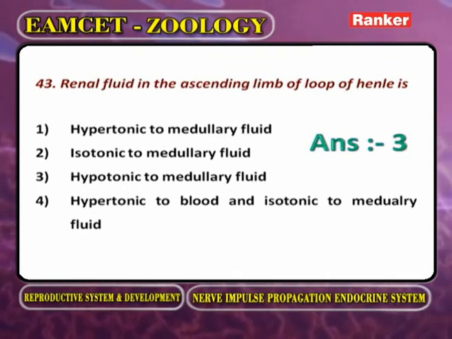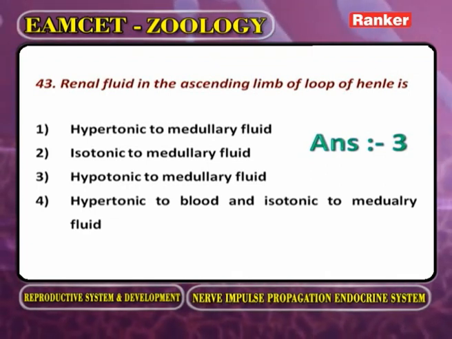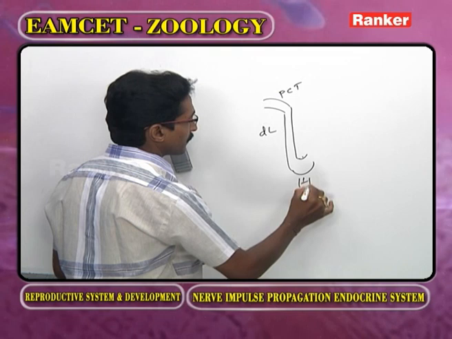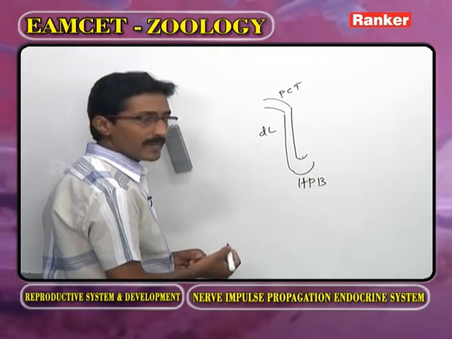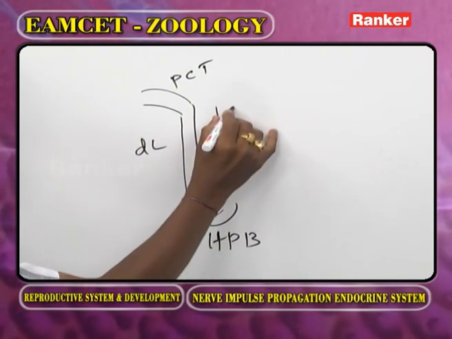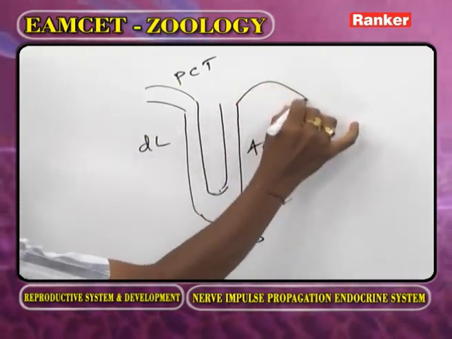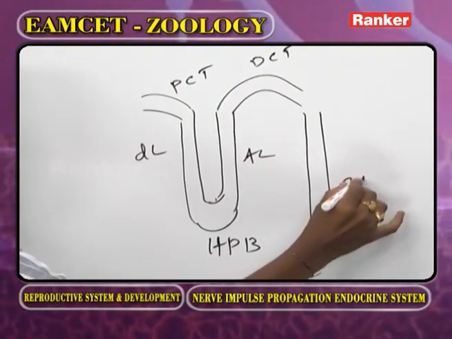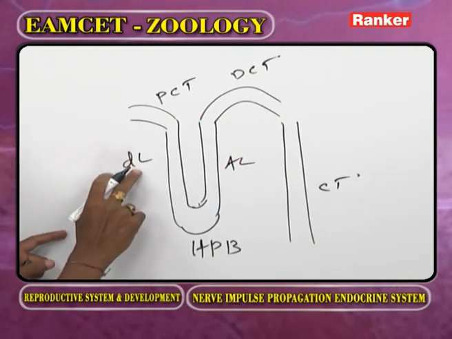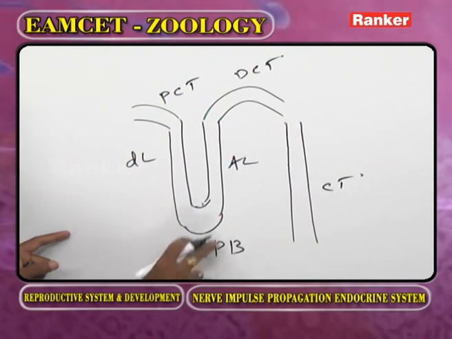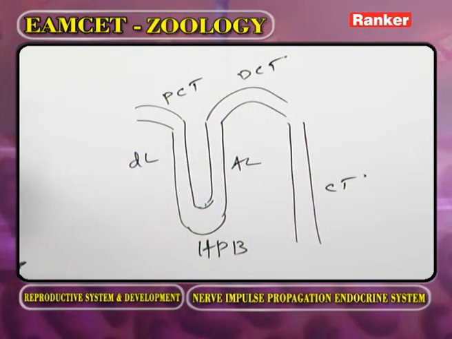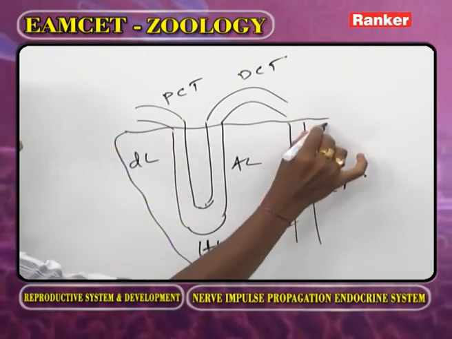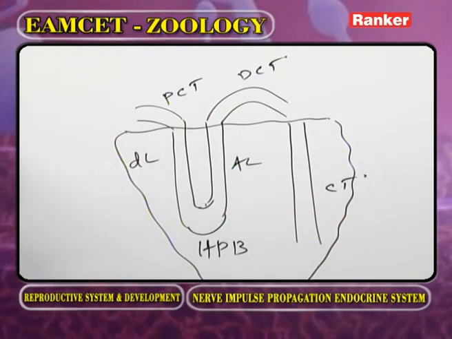The proximal convoluted tubule opens into this one, which we call the descending limb, and this part we call the hairpin bend. This one is the ascending limb, this one is the distal convoluted tubule, and this one is the collecting duct. The descending limb, hairpin bend, ascending limb and collecting duct are all present in the medullary pyramid.